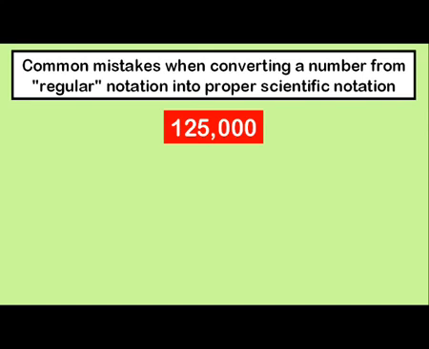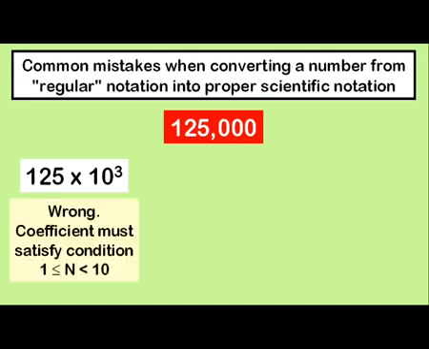Okay, now watch out for some common mistakes that students may make when converting a number into scientific notation. 125,000, a person might decide to write 125 times 10 to the 3. This is incorrect because the coefficient is too large. It must fall between 1 and 10.